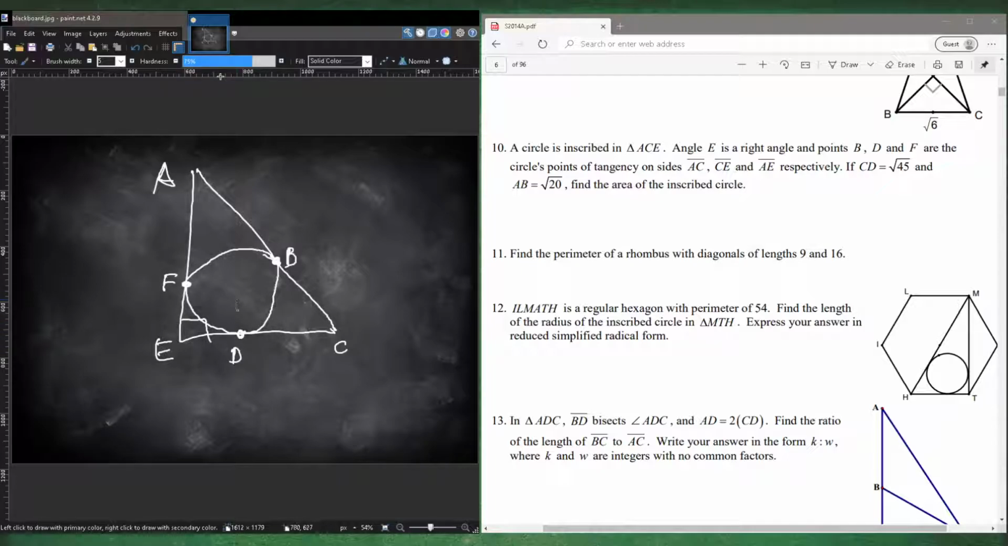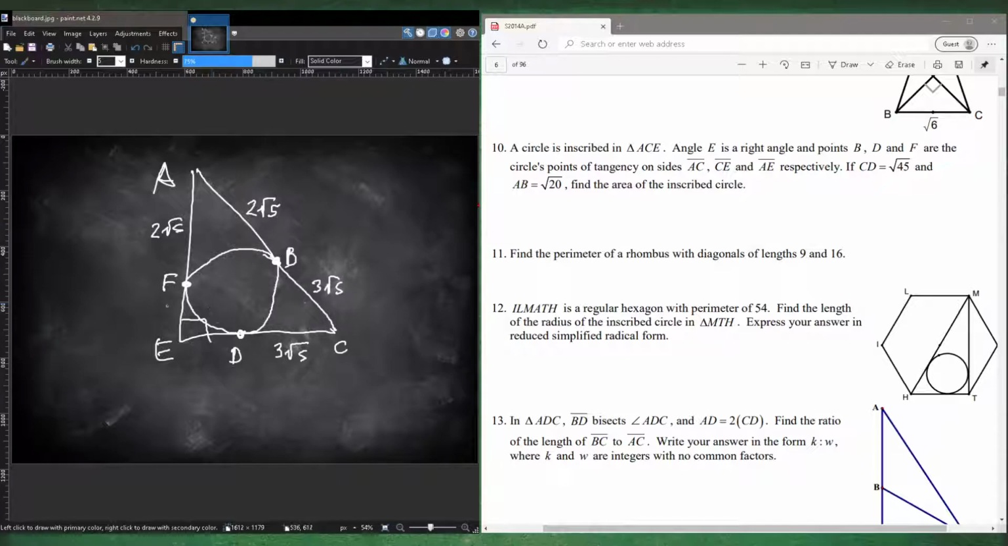If CD is square root 45, that's just 3 square root 5, because 45 is divisible by 9, and square root 9 is 3. And then square root 20, which is 2 square root 5, is AB. What this basically tells us is that external tangent lines have the same length. So this is also 2 square root 5, and this is also 3 square root 5.